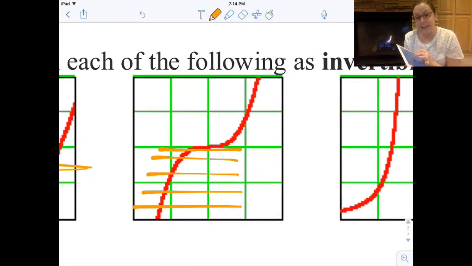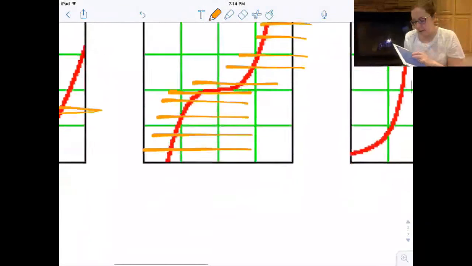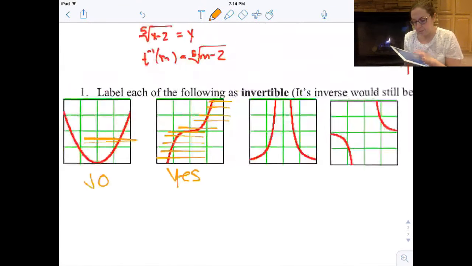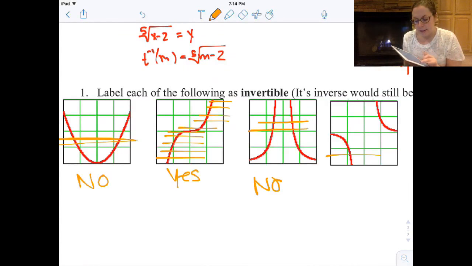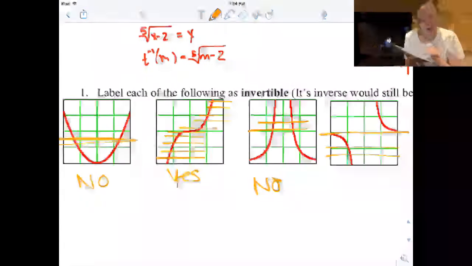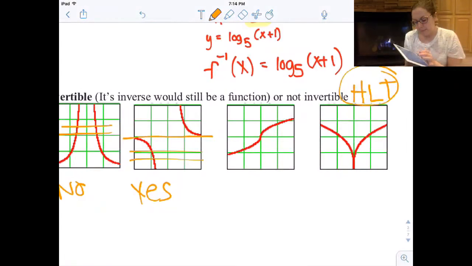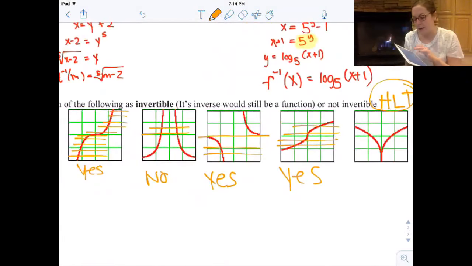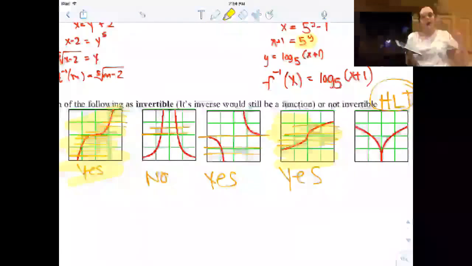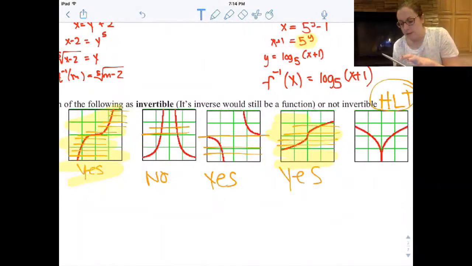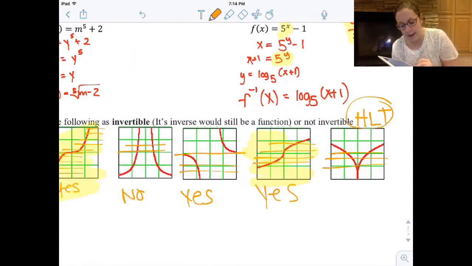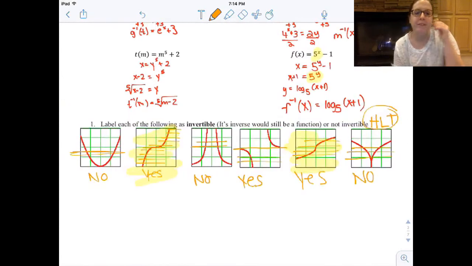This one's a no. It doesn't pass a vertical line or a horizontal line test. This one's a yes, because right there it doesn't hit twice. This one, still a yes. And here's a funny thing. Let's see if we notice this. This is actually the inverse of this. It's flipped across y equals x. This one right here would be a no. So remember, if I ask you if its inverse is a function or if something is invertible, then just look at the horizontal line test, because that would tell me when I flip it if it would still pass a vertical line test.